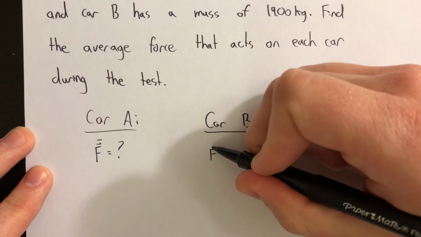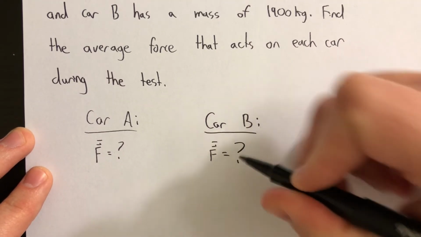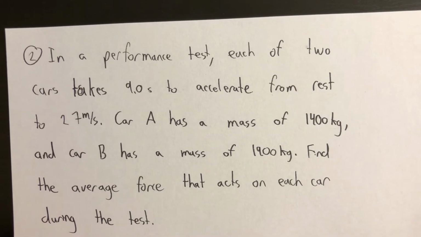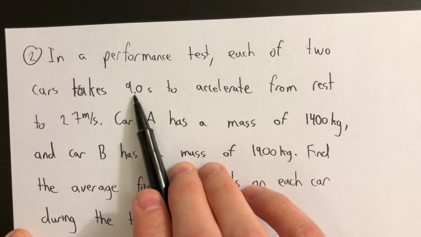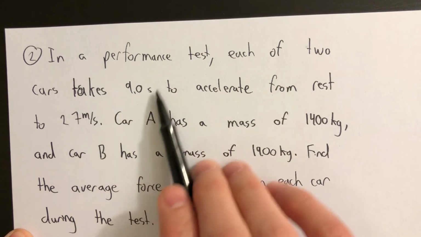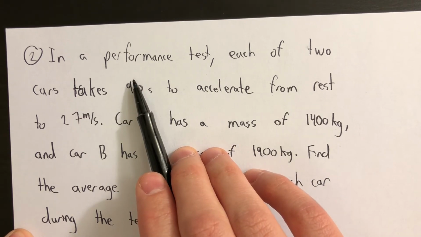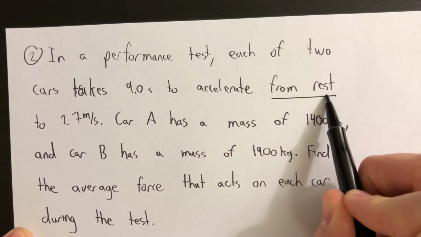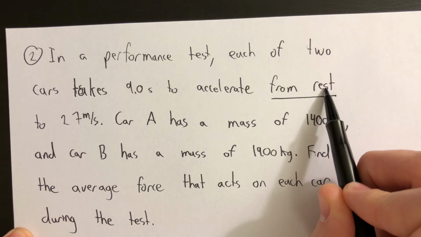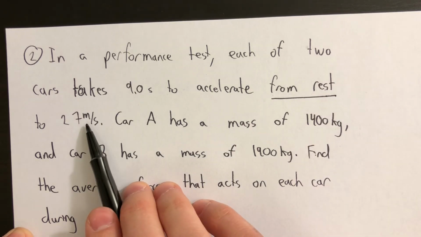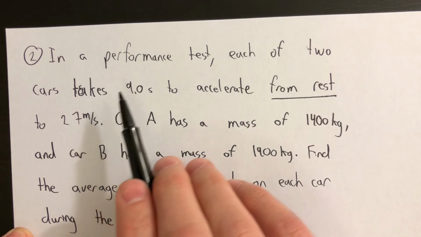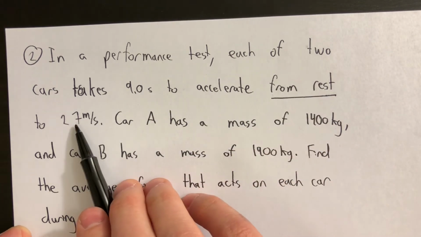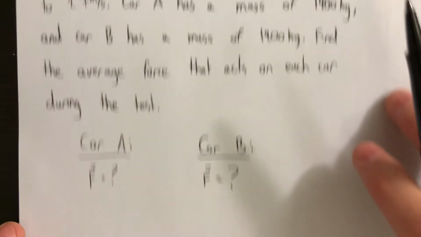Car B, once again, looking for average force. Let's see sentence by sentence here. Each of two cars takes 9 seconds. Well, there's time. It's going to take them 9 seconds to change their speed from 0, from rest means initial velocity is 0, to 27. So for both cars, it takes 9 seconds for them to go from 0 speed to 27 meters per second.